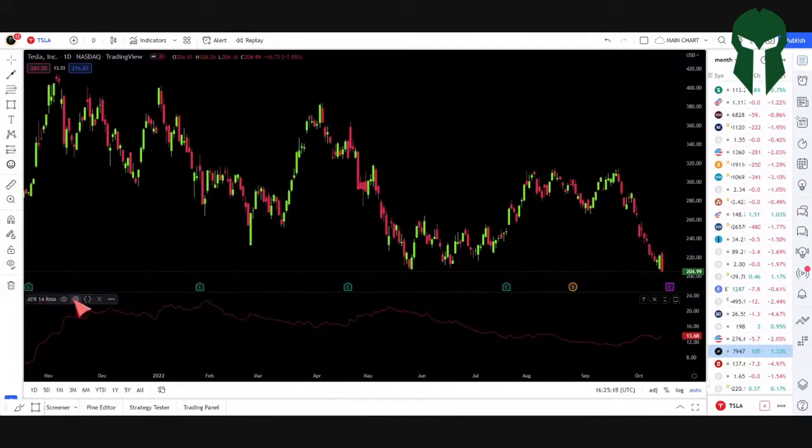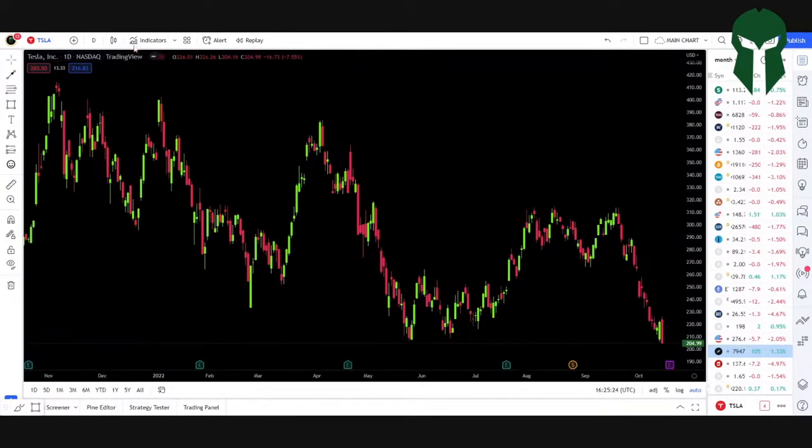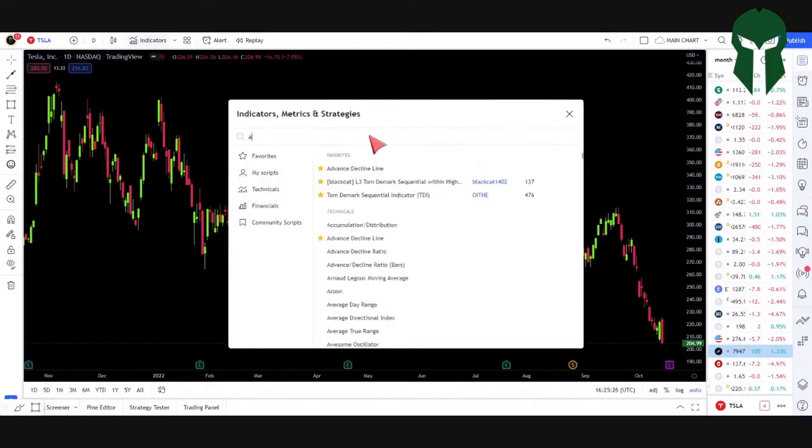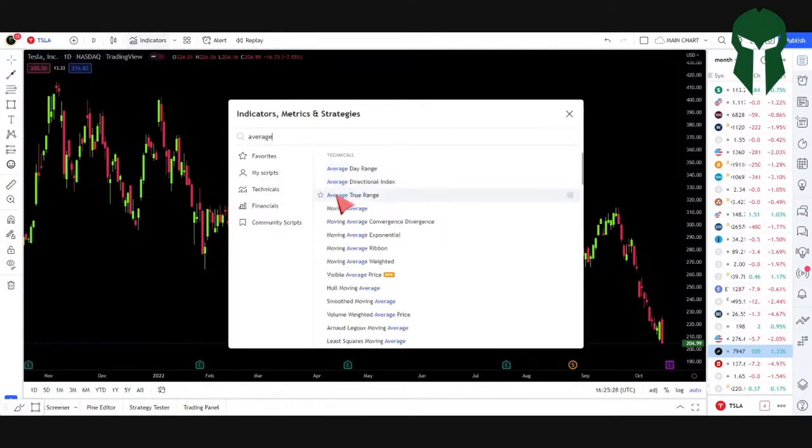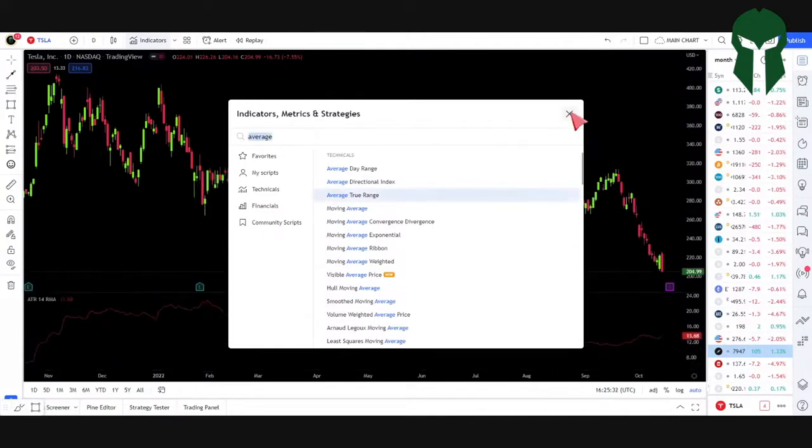So you're going to go on to settings. This is ATR, right? I'll start at the beginning. Average true range, right from the indicator.